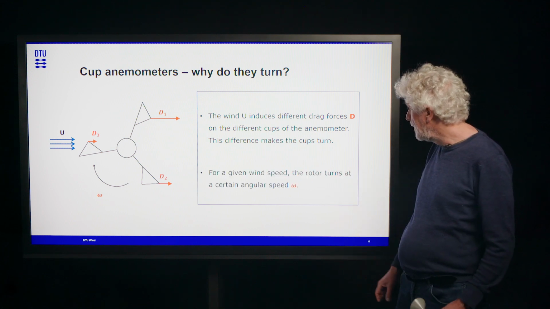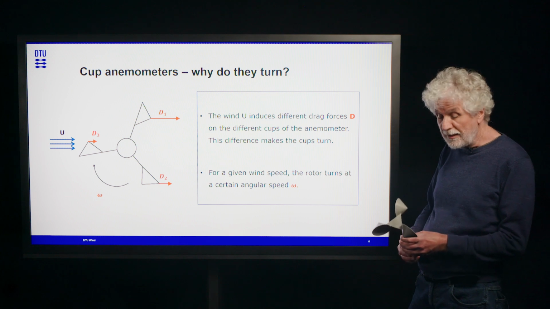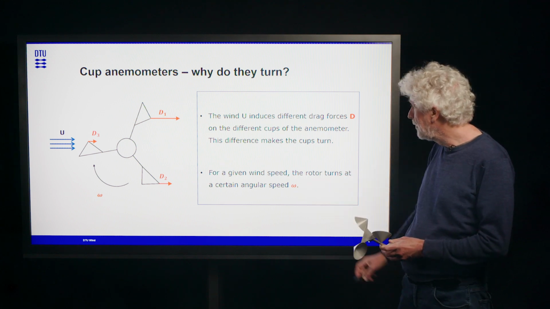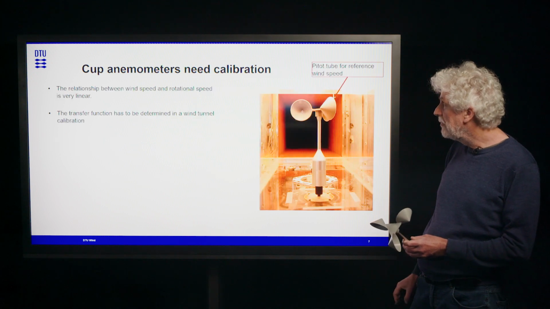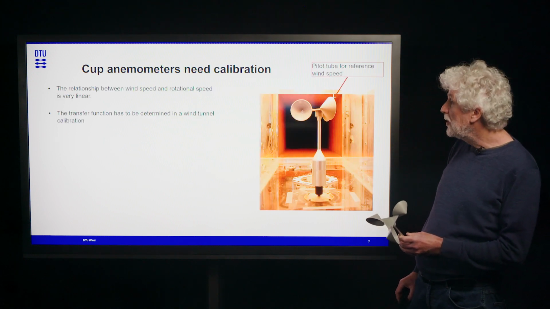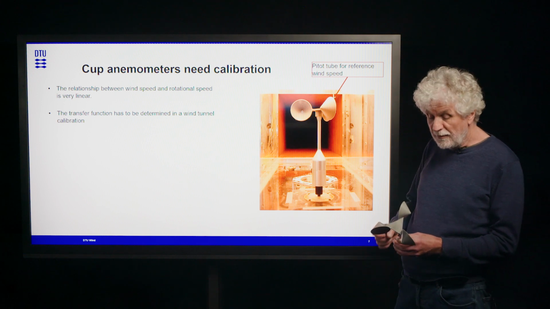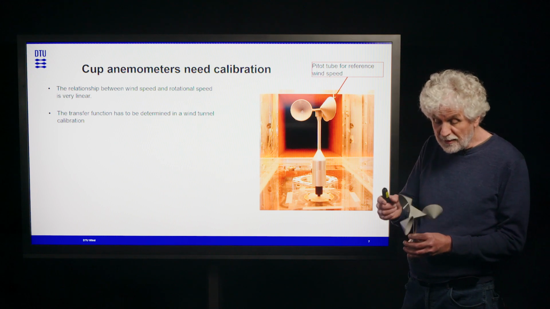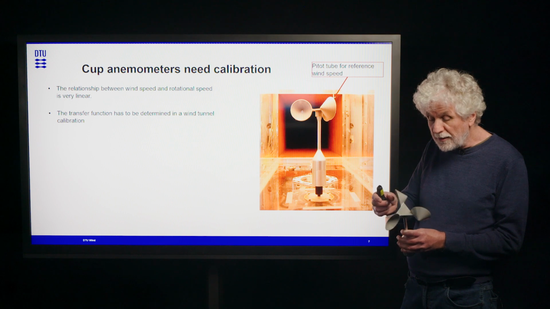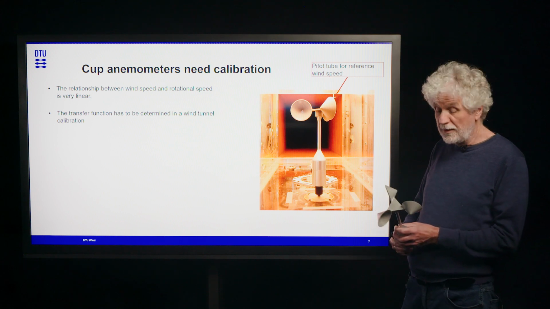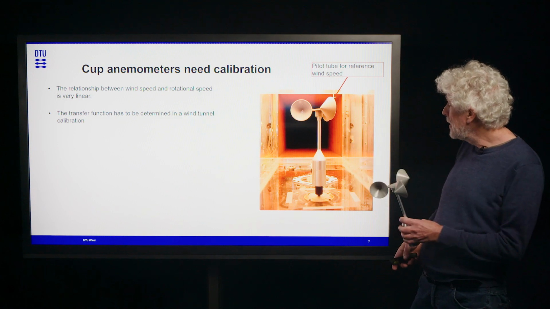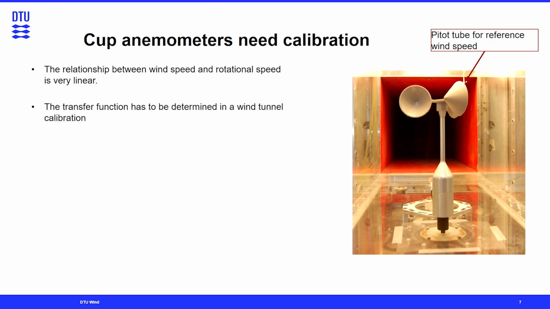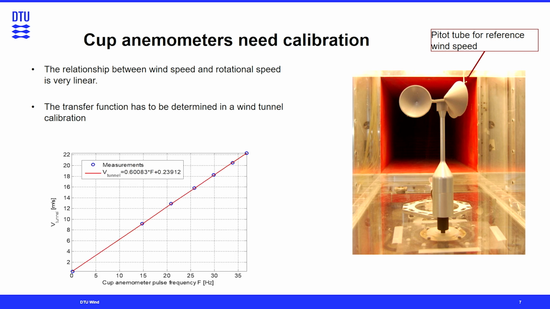So for a given wind speed, the rotor turns at some particular angular speed, omega. The relationship between the wind speed and the rotational speed is in fact very linear. But due to the very complex nature of the aerodynamics, it's almost impossible to calculate theoretically. So instead, what we do is we put the anemometer in a wind tunnel, varying the wind speed of the wind tunnel and measuring with a pitot tube. Here we have a pitot tube measuring the reference. We can then create a transfer function for the instrument.